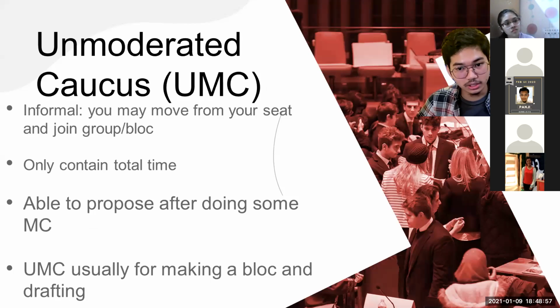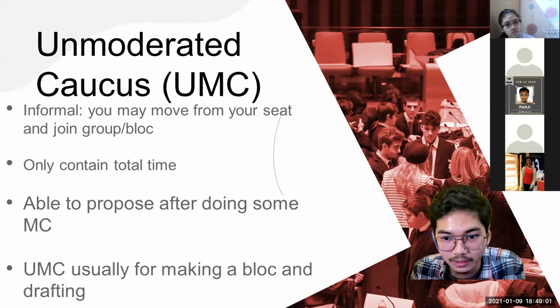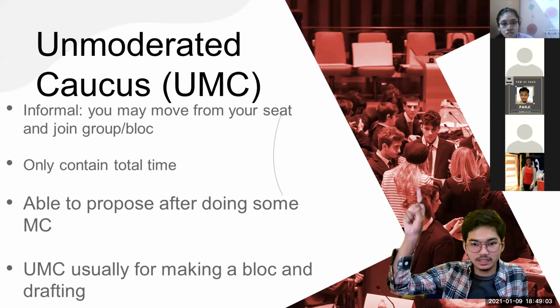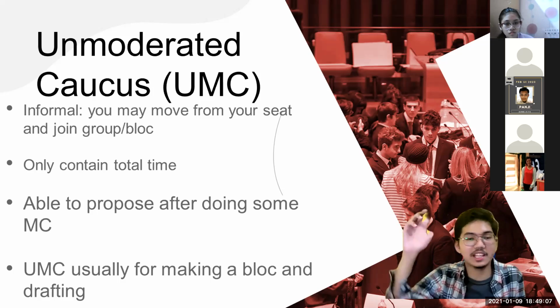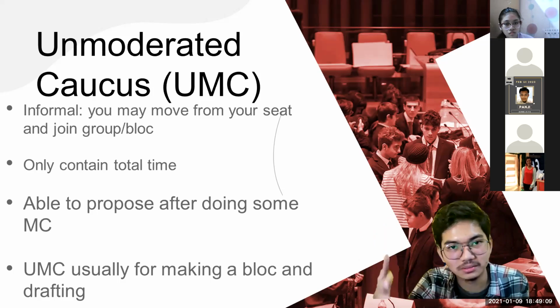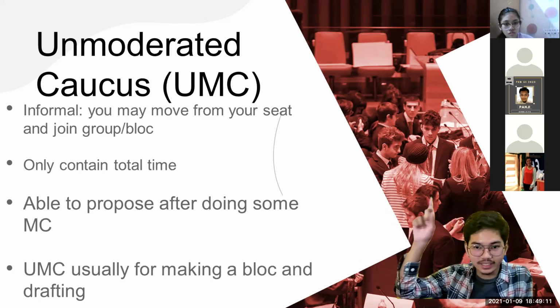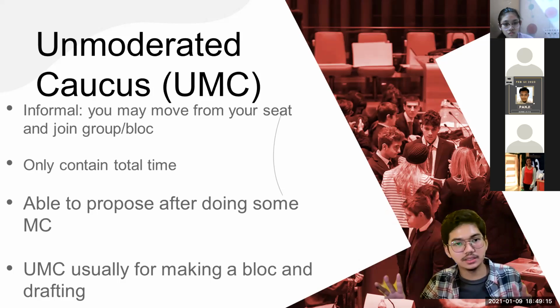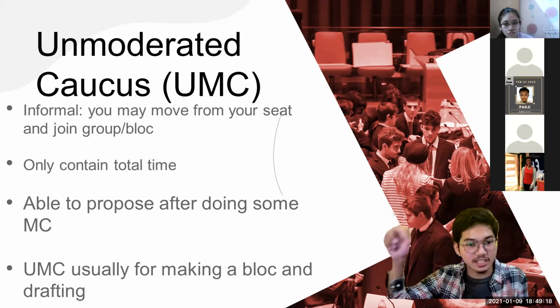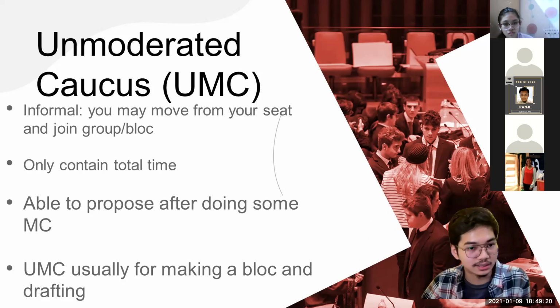This is the unmoderated caucus. You can see on the picture right here under me. A lot of people approach one another, but it won't happen in a Zoom conference because it's online. In an offline setting, you're going to have to meet these people like this. No barriers, no limitations. You can approach anyone because it is unmoderated by the chair.